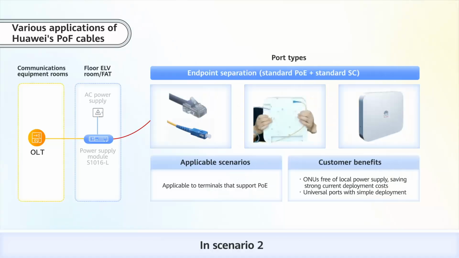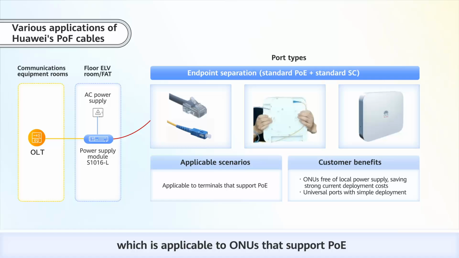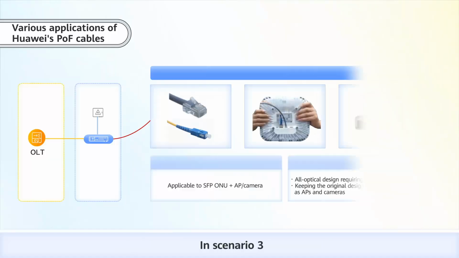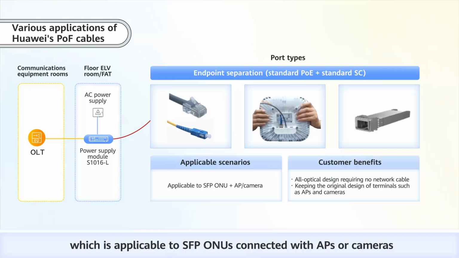In Scenario 2, the endpoint is separated into a standard PoE connector and a standard SC connector, which is applicable to ONUs that support PoE. In Scenario 3, the endpoint is separated into a standard PoE connector and a standard SC connector, which is applicable to SFP-ONUs connected with APs or cameras.